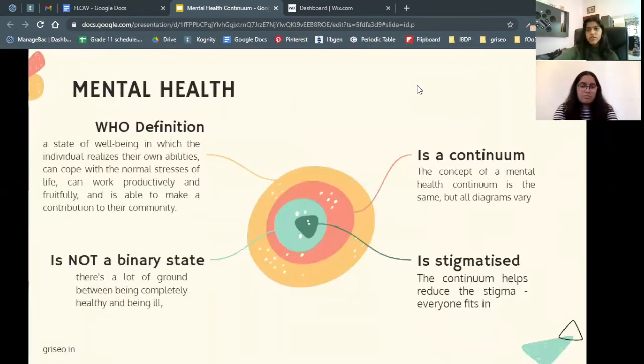Okay, so we wanted to start off with the definition of mental health. The World Health Organization defines it as a state of well being in which the individual realizes their own abilities, can cope with the normal stresses of life, can work productively and fruitfully, and is able to make a contribution to their community. This definition is referring to a healthy mental state. Mental health can also be referred to as a dynamic state of internal equilibrium. There are three main parts of mental health: emotional well being, psychological well being, and social well being.